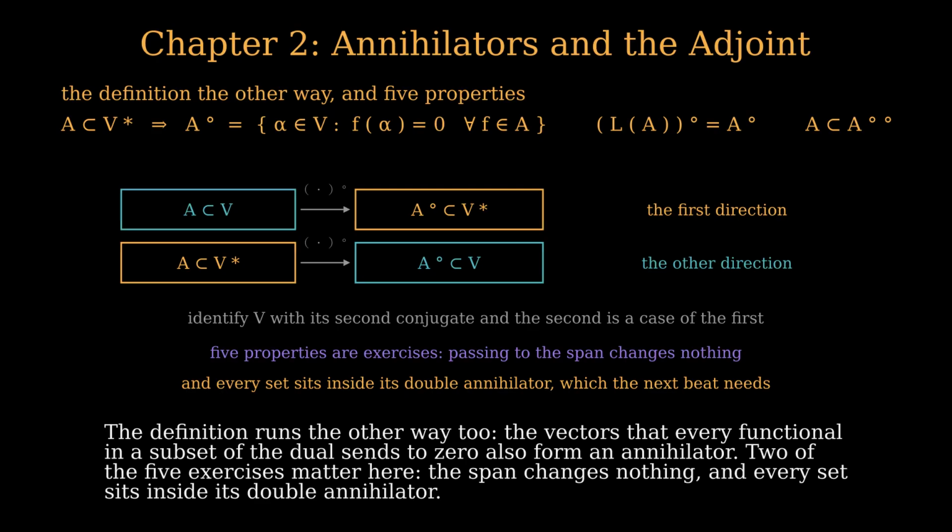The definition runs the other way too. The vectors that every functional in a subset of the dual sends to 0 also form an annihilator. 2 of the 5 exercises matter here. The span changes nothing, and every set sits inside its double annihilator.